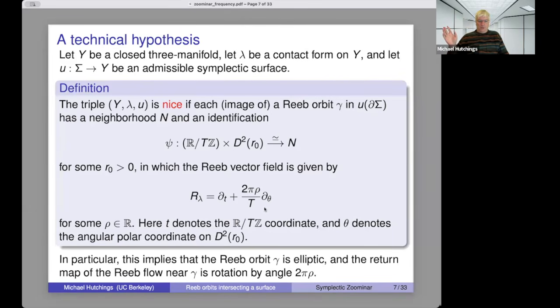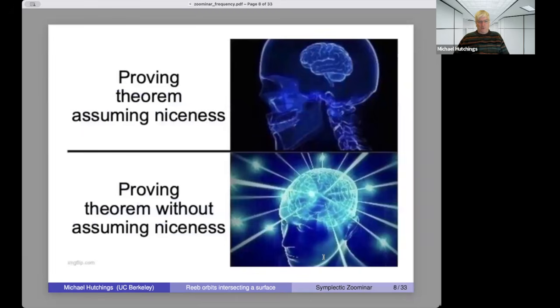So the return map is actually a rotation. This is a non-generic condition. In particular, it implies that the Reeb orbit is elliptic. So ideally, if I were smarter, I could drop this hypothesis in my theorem. So I need a little meme for this. If I had the big glowing brain, I could drop the hypothesis, but I just have this little dark brain. Okay.